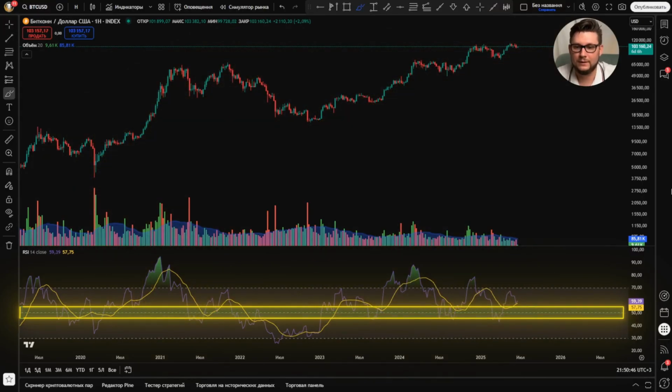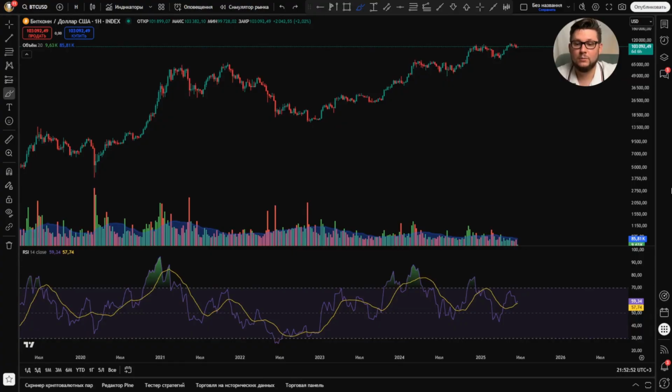On the other hand, when the asset is in a downtrend and the relative strength index returns to this range from below, this is on the contrary a reason to sell the asset or take a short position, because the trend may continue and the decline may persist. And this signal may indicate a local rebound.